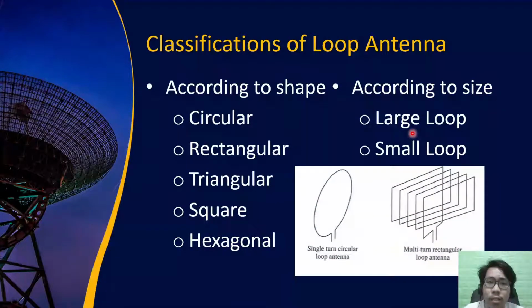And also we can classify loop antenna by the number of turns. So we can have a single turn. This is a single turn circular antenna. Or we can have multiple turns. So this is a multiple turn rectangular loop antenna.